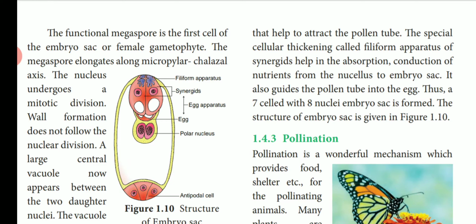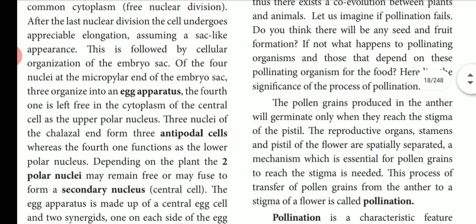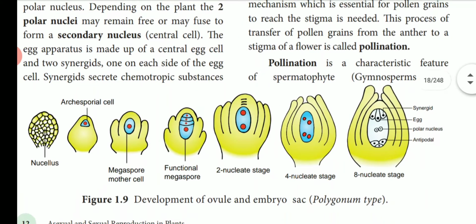After it enlarges, the second step is that the nucleus undergoes mitotic division. If you see figure 1.9, in the diagram, first is the nucellar part, and the outer layer is the archesporial cell. The archesporium forms there. The archesporial cell divides to give the megaspore mother cell.